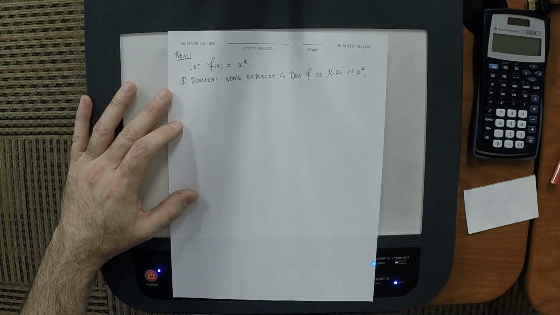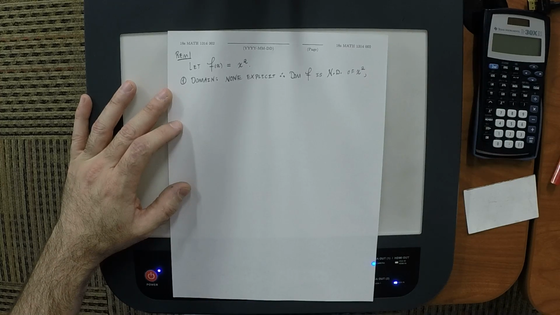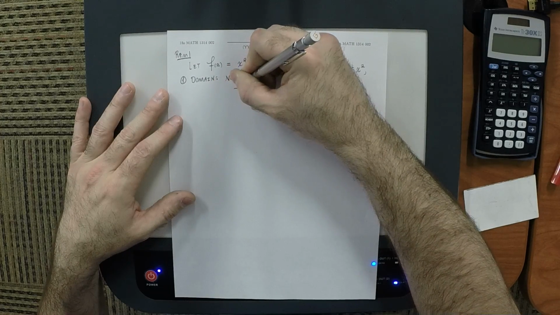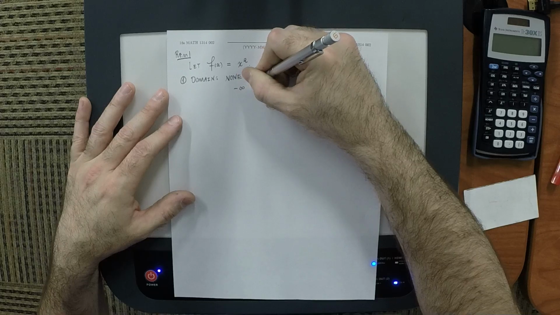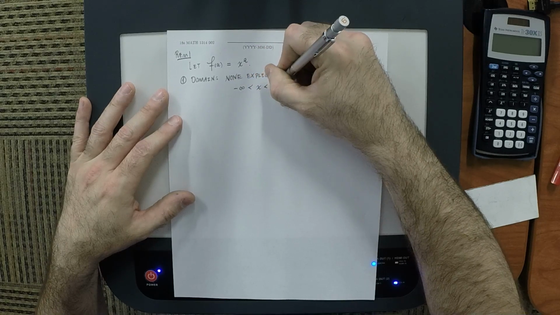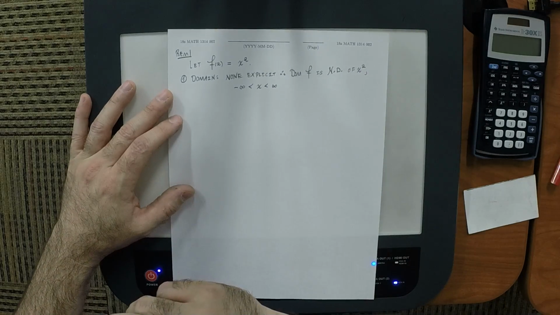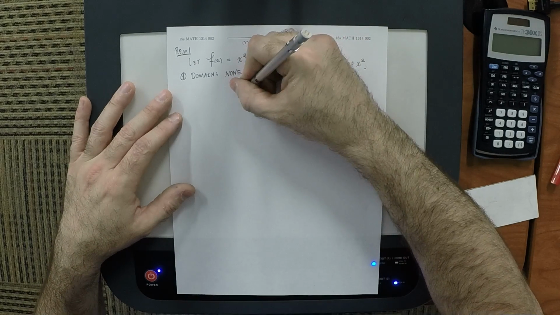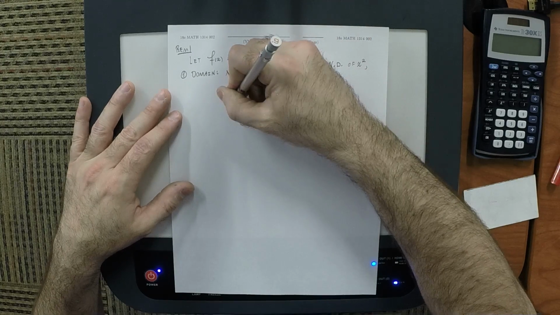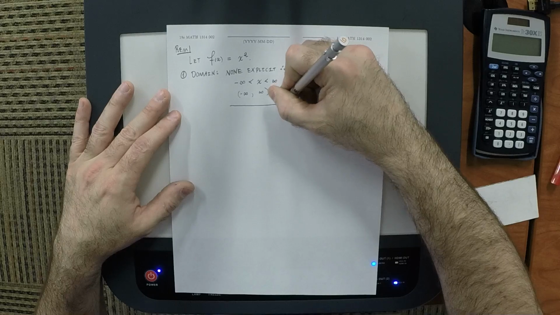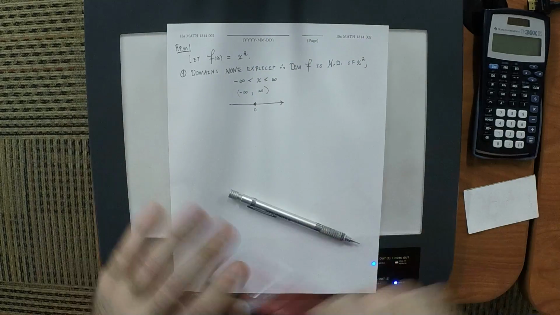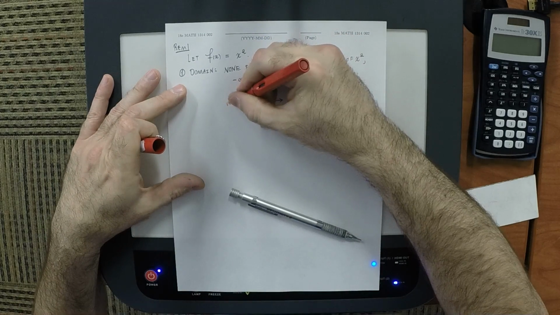which is what? All reals. So, to write it with inequalities, negative infinity less than x less than infinity. To write it as an interval, negative infinity to infinity. And then to plot it, the whole shebang.